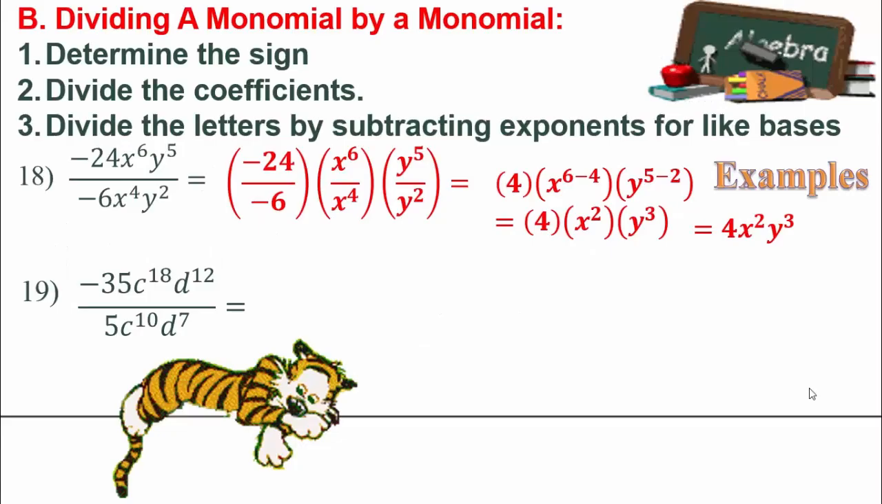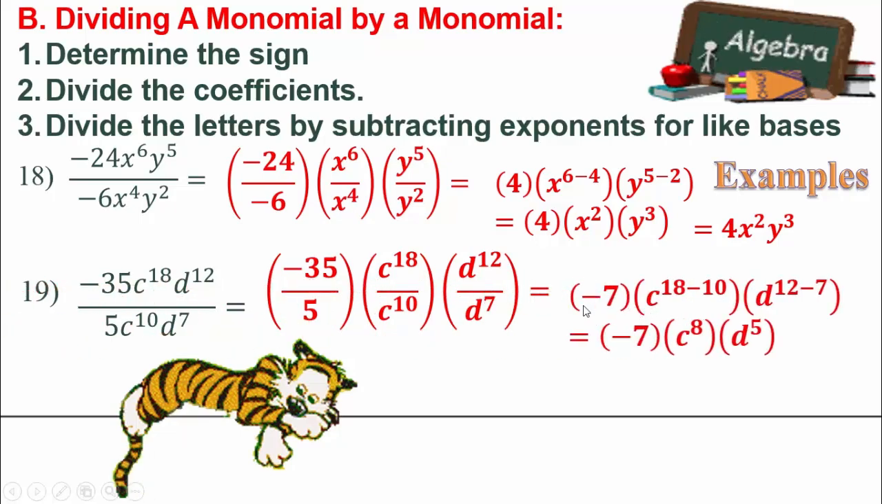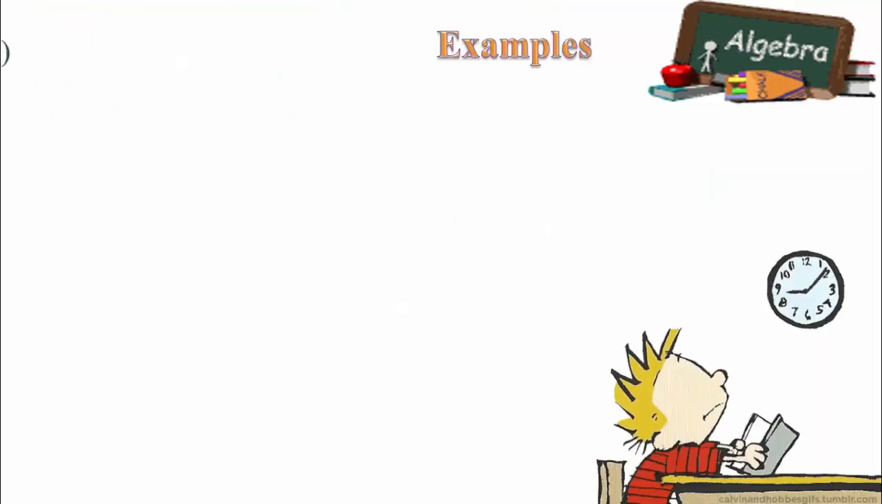In summarizing example number 19 that we just did on the whiteboard, as usual, I gather together the coefficients and the like bases with the like bases, and then I go through here just the regular division, and here the quotient rule and applying the quotient rule. So I get finally negative 7c to the 8th, d to the 5th.